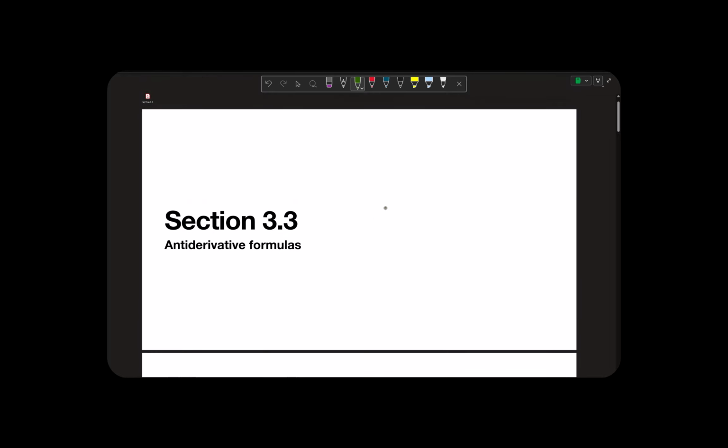Hi, everybody, and welcome to Section 3.3, Antiderivative Formulas.